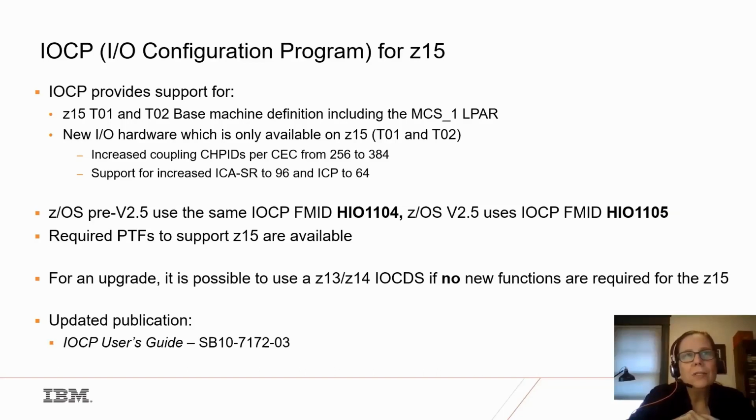Also, in z/OS, before z/OS 2.5, the IOCP FMID was HIO1104, and it has been HIO1104 probably since the beginning of my career. It's been that way forever. But in z/OS 2.5 we changed the IOCP level to HIO1105. What we're doing is we're putting this required PTF on both HIO1104 and HIO1105, so it'll be available on 2.5 and everything prior to z/OS 2.5.